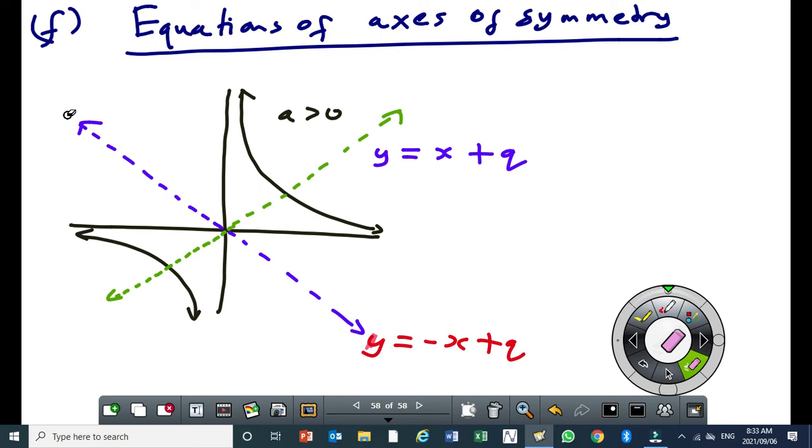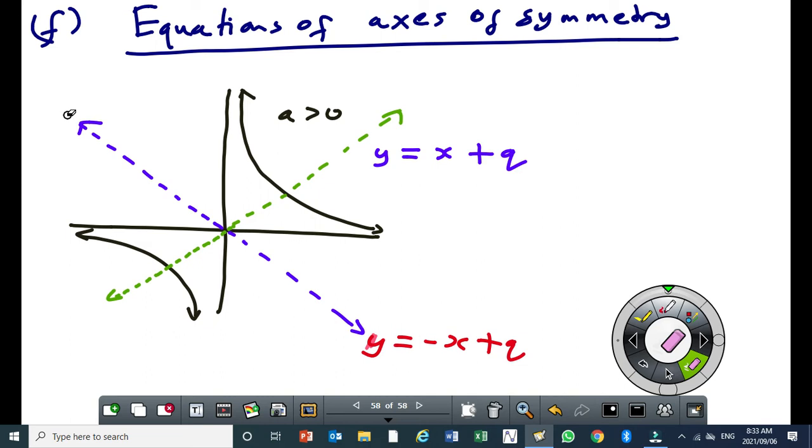The x-axis becomes a function because it's an asymptote. The y-axis becomes a function because it's an asymptote. The line y equals x plus q is a straight line, it's a function. y equals minus x plus q is also a straight line and it's a function. So all four of them intersect at a common point. The axes of symmetry and the asymptotes intersect at a common point. And that point will be somewhere there.